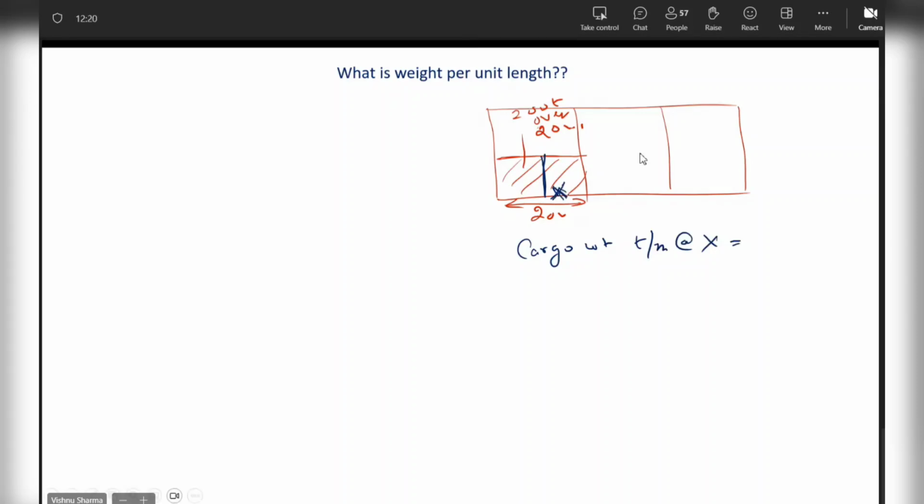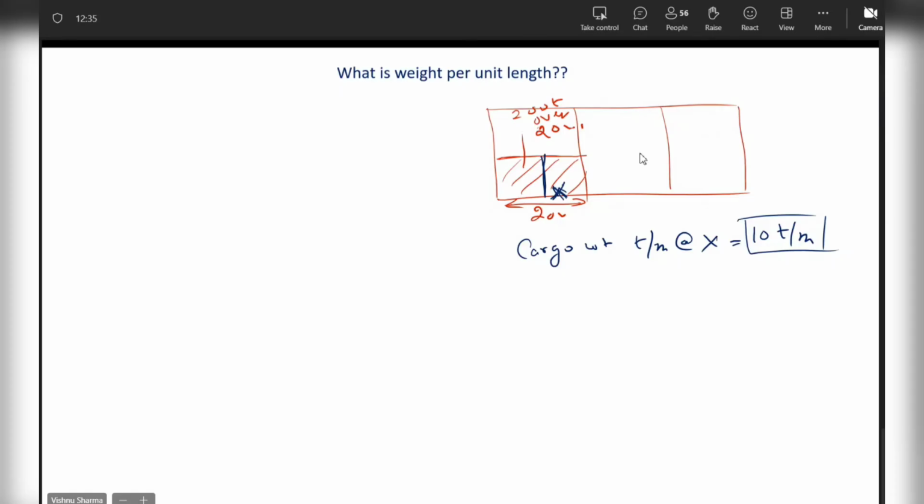How much is the cargo weight per unit length at X? 10 tons. 10 tons per meter. Very good. What does it mean? Here you accepted it because it was level stowed. You didn't challenge it. But what does it mean?